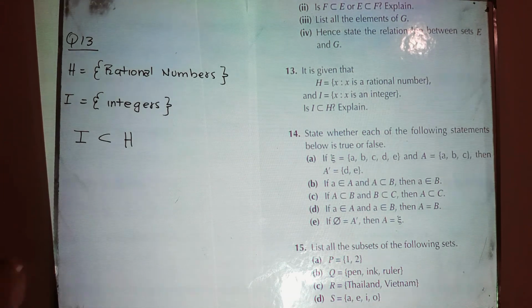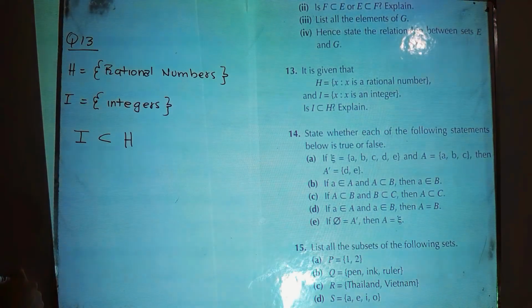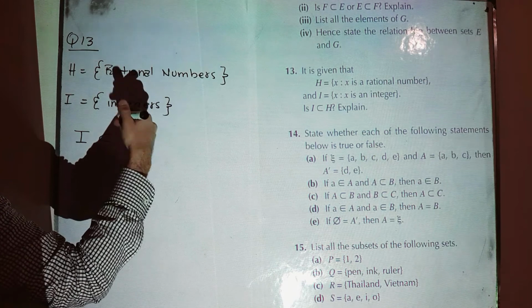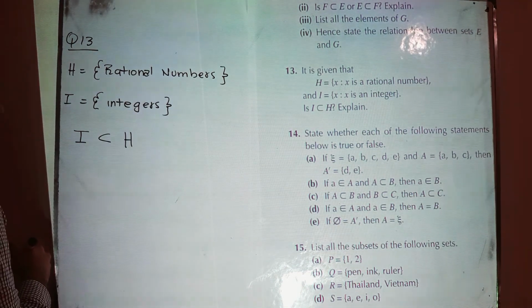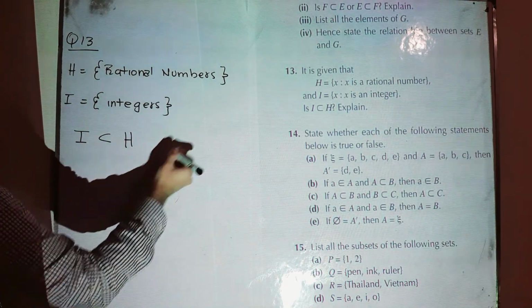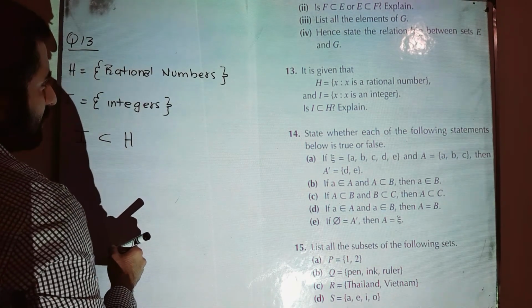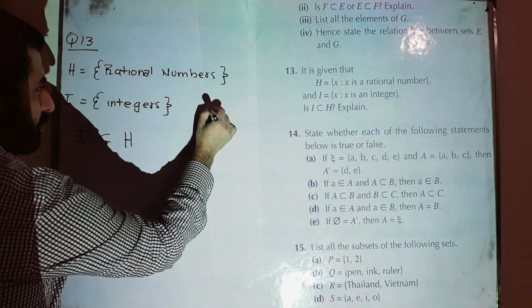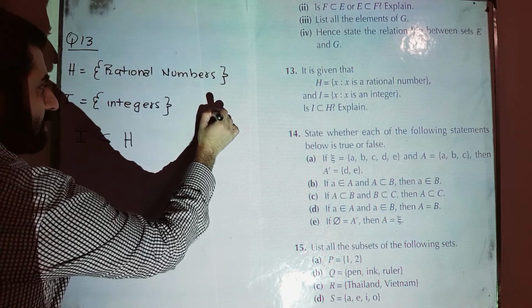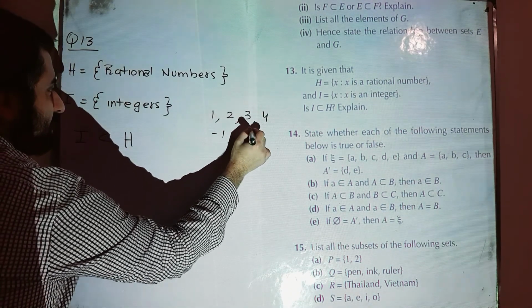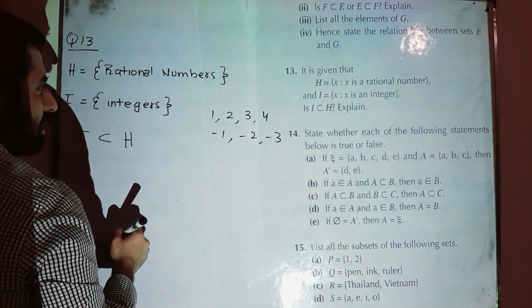Well, integers are a subset of rational numbers, and as you know, rational numbers are all those numbers that can be written in the form of P over Q. Well, basically there are two types of rational numbers. One is terminating. Let me tell you one thing. The whole numbers or integers, they are rational. 1 is rational, 2 is rational, 3 is rational, 4 is rational, -1, -2, -3.